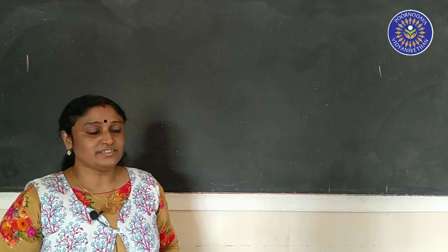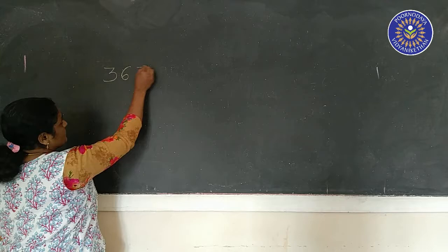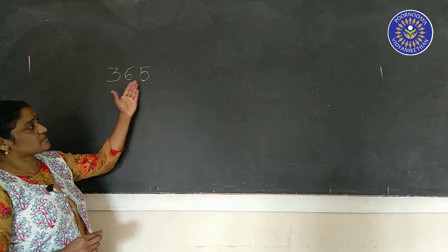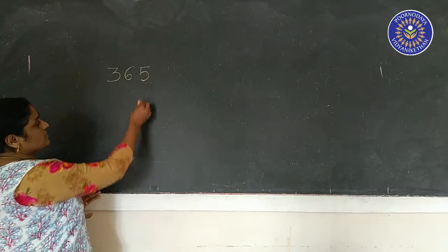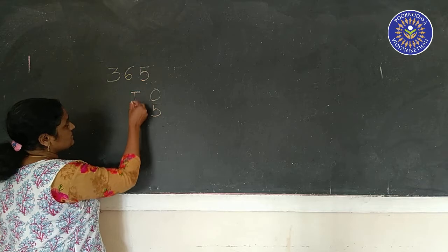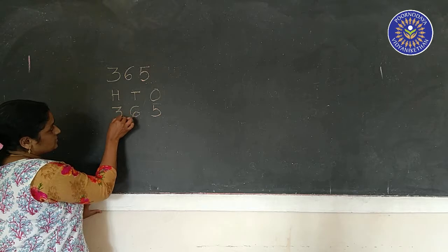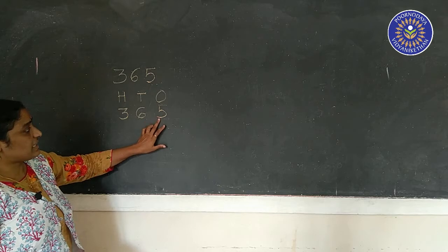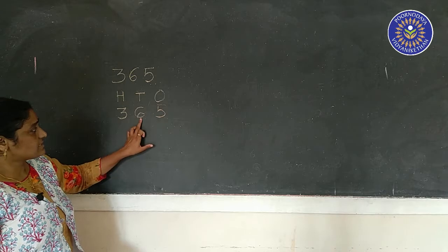Look at the blackboard. I am writing a number. Read this number, 365. How will we read this? 365. In ones place, there is 5. In tens place, there is 6. And in hundreds place, 3. So, here let us see what is the place value and face value of all these 3 digits, 5, 6 and 3.